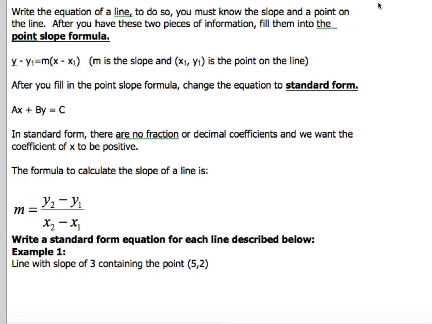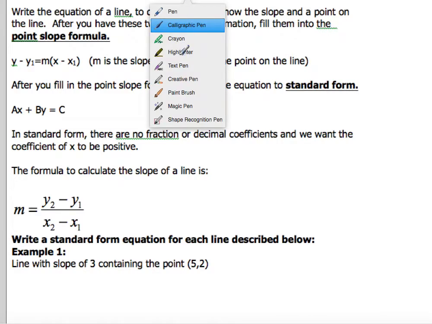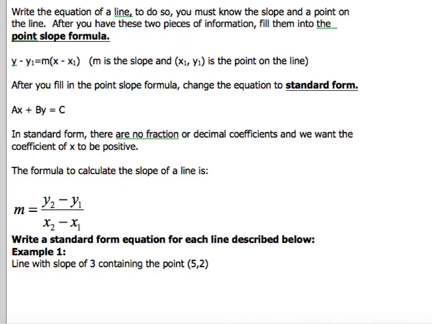In this part of the notes, we are going to be writing equations. Particularly, we're going to be writing equations into standard form, and that might be new for you when you're writing equations to actually make it be in standard form. So let's look at what's important about standard form here.